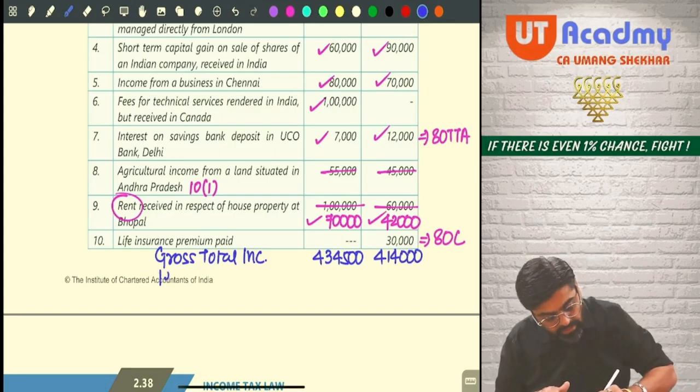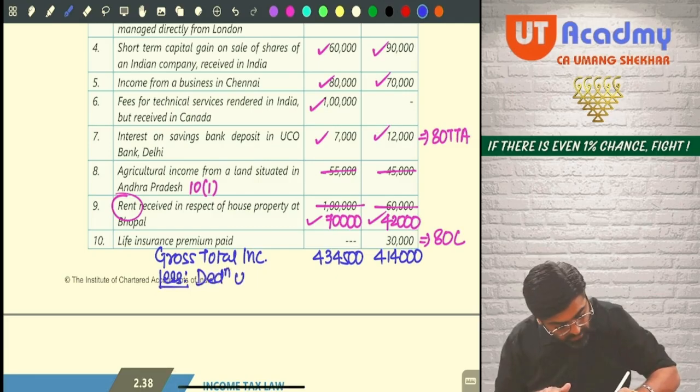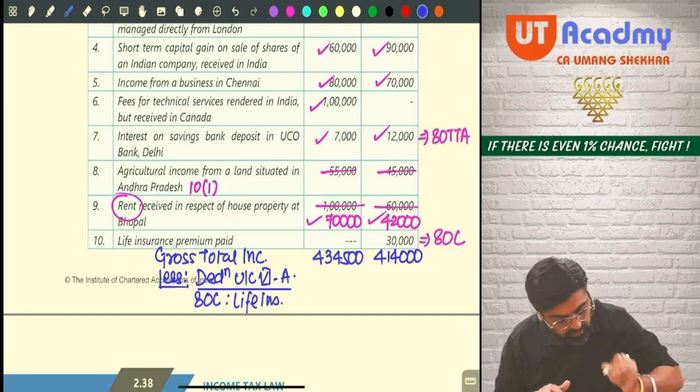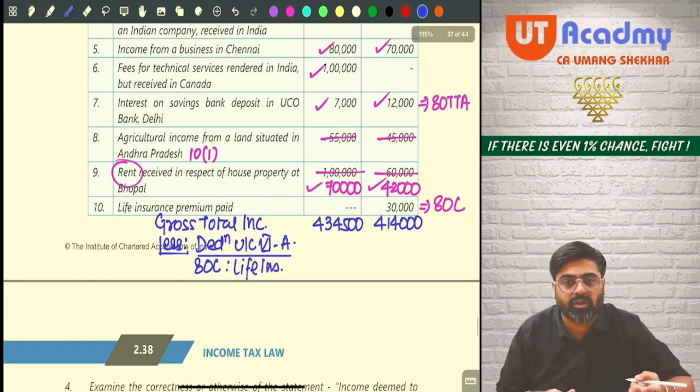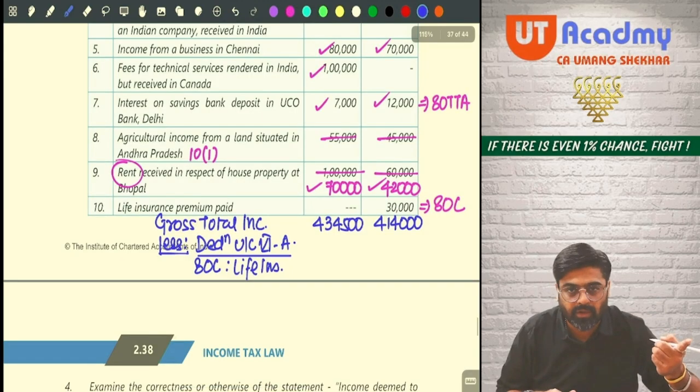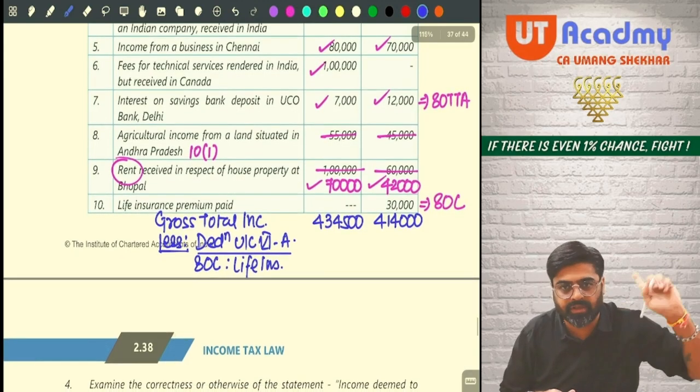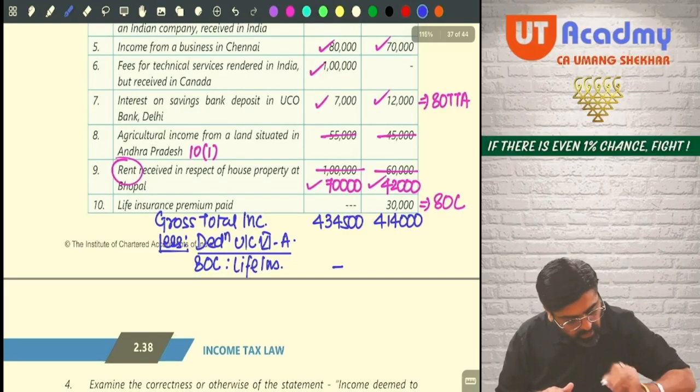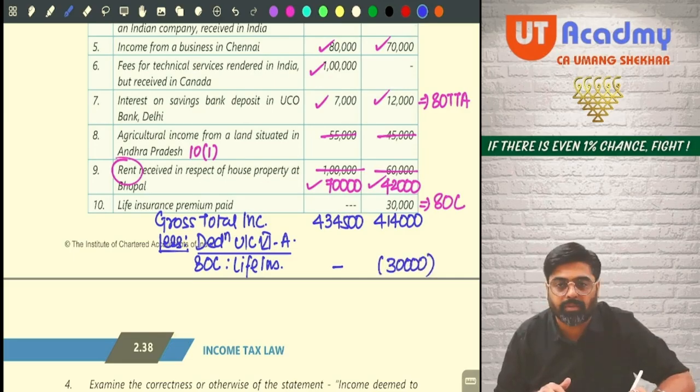Out of that you will get deduction under chapter 6A. First deduction which you are going to get will be 80C. That is for life insurance premium. Who is paying life insurance premium? Ramesh or Suresh? Only Suresh. So Suresh will get the deduction out of his GTI. Yes or no? So for Ramesh we will put a dash. And for Suresh, we will take 30,000 deduction for life insurance premium.